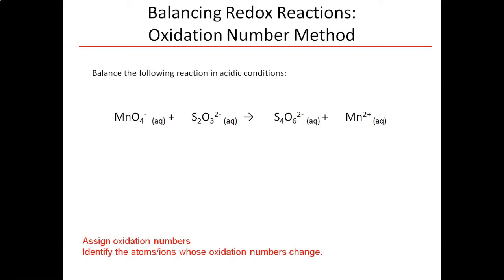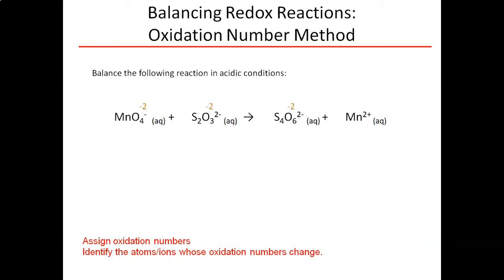Now we have two methods for balancing redox reactions. Okay? And so our first method is balancing using oxidation numbers. So in this method, the first thing we want to do is assign oxidation numbers to all of the entities. So everything gets an oxidation number. So we would go through and assign oxidation numbers to all of the things.